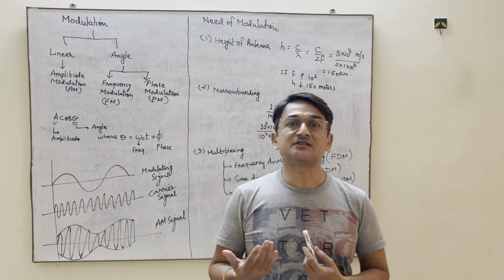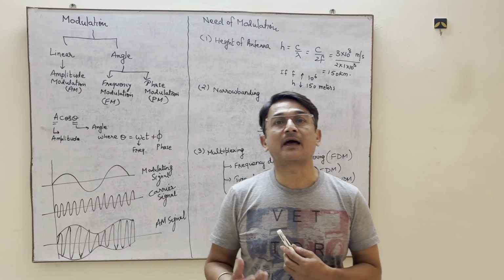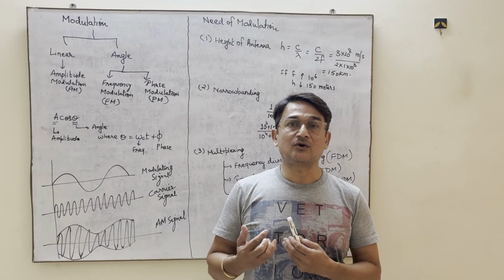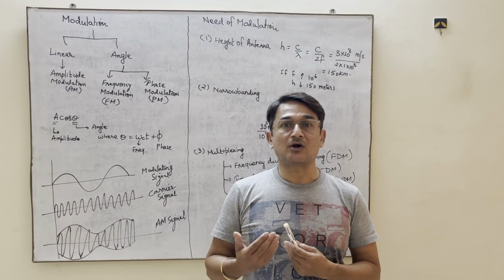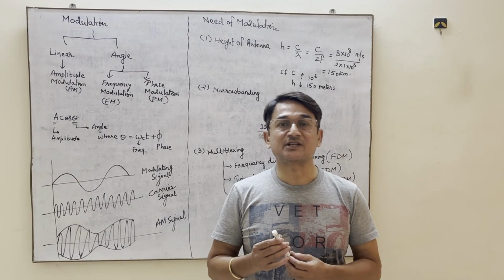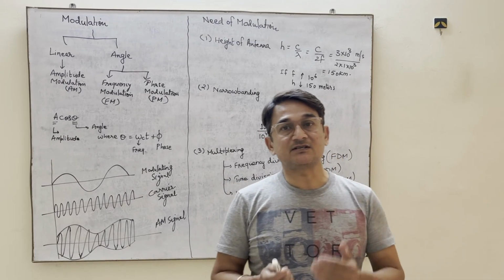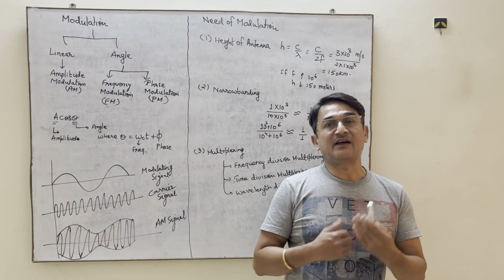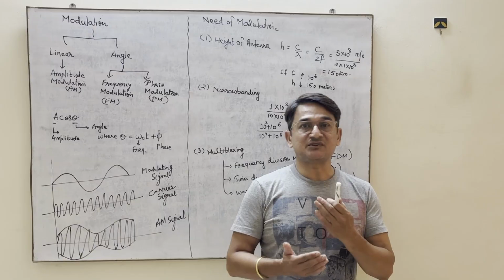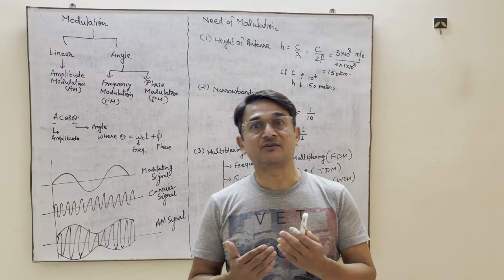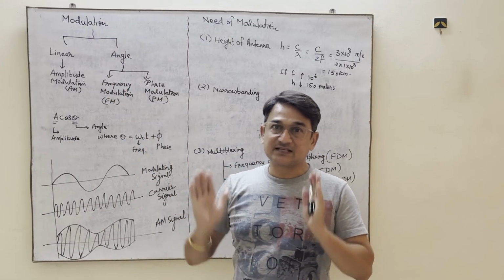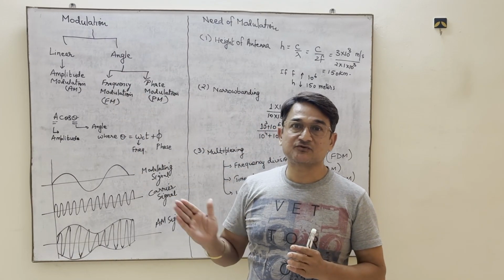Modulation is a process by which we change the characteristic of a high frequency signal with the instantaneous value of the modulating signal, or you can say the information signal which you want to transmit. The information signal is a low frequency signal, and you need a high frequency signal, which is known as the carrier signal. By combining both signals, we change the characteristic of the carrier signal, which basically carries the information. That is the basic definition of modulation.